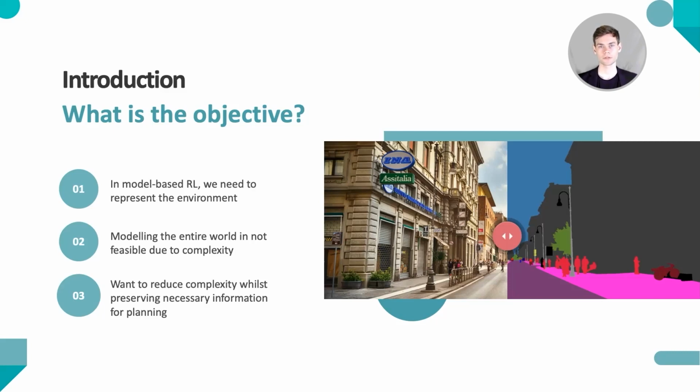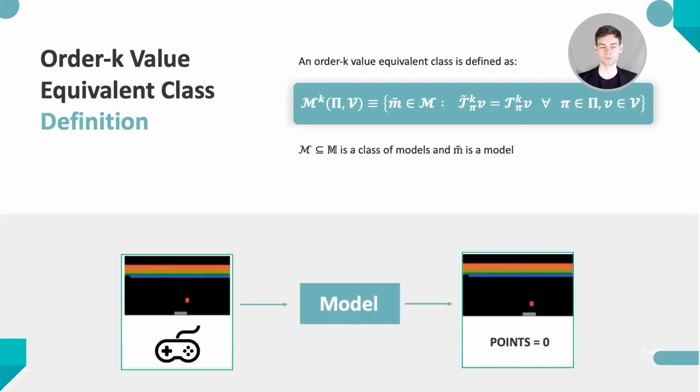To make it very concrete what these concepts are, we're going to look at a definition next. So the definition of what's called the order K value equivalent class can be seen in green or blue here. It is a class of models that has two input parameters, pi and v. These are two spaces of policies and value functions. We're going to digest this expression bit by bit. So if we start on the left-hand side here, we can see small m belonging to big M. Big M is the set of models that we are allowed to consider, and small m is the particular model that we're focused on now.